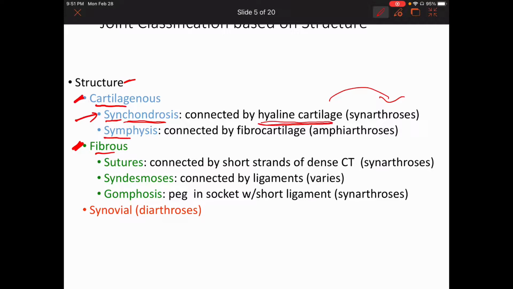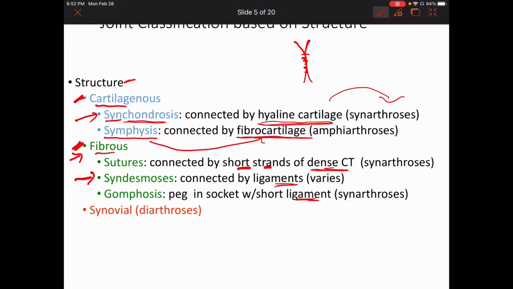Also, symphysis is when we are being connected by fibrocartilage. You remember this would be the type of cartilage that's in the intervertebral discs, for example. So there's not going to be a whole lot of movement, but they are allowing for that. And so cartilage is the binder in this case. That is in contrast to the fibrous type joints. Those are technically dense connective tissue, including ligaments, especially. So sutures are connected by short little strands of dense connective tissue. They're usually just joining up plates until they actually become joined and fused bone.